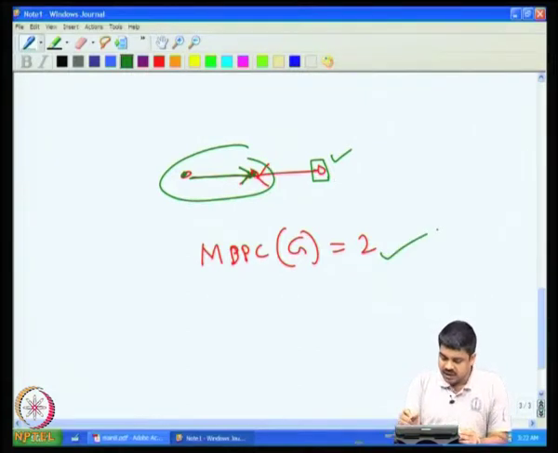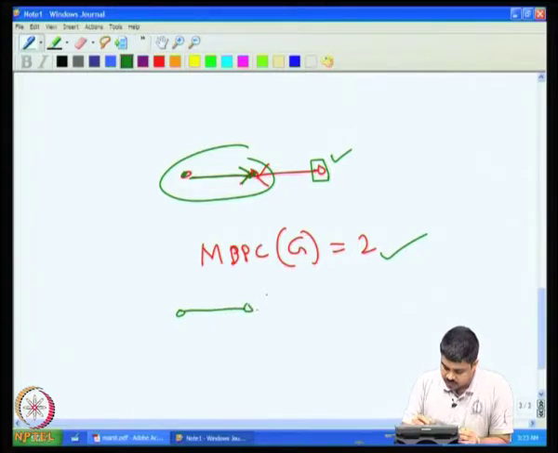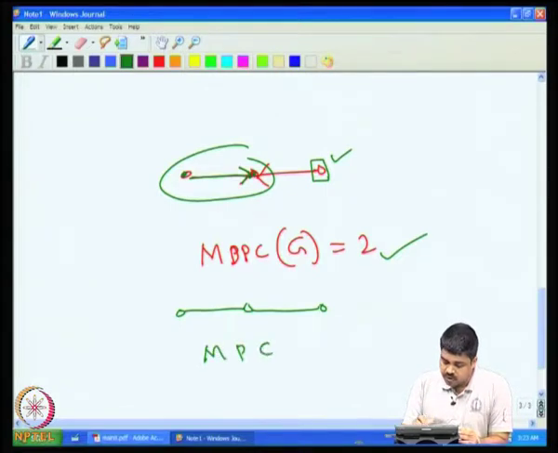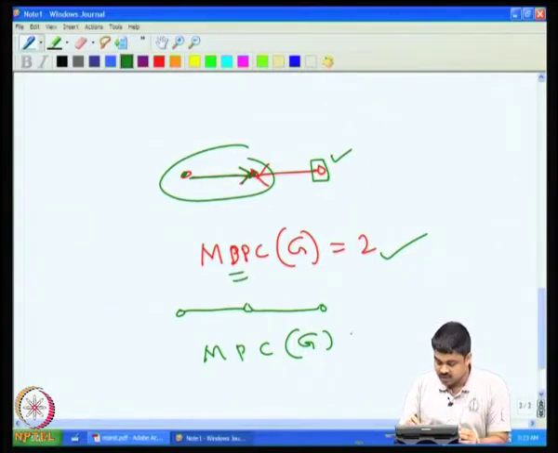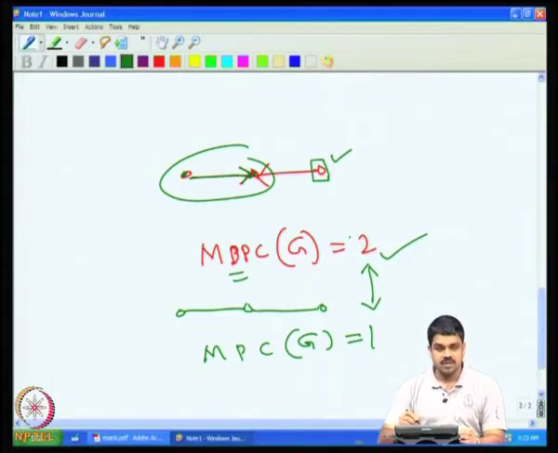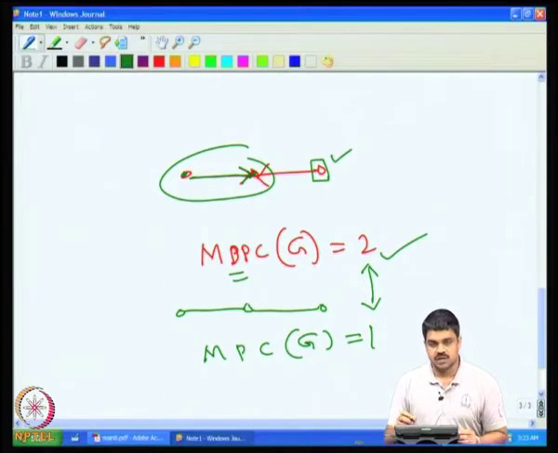But on the other hand, the underlying undirected graph will look like this, if you remove the directions on the edges. What will be the minimum path cover of G? That means D denoted the directed graph. So this is only 1. So it can be different in both cases. Of course, this is smaller because any directed path cover, when you remove the directions, will give you a path cover in the corresponding undirected graph.